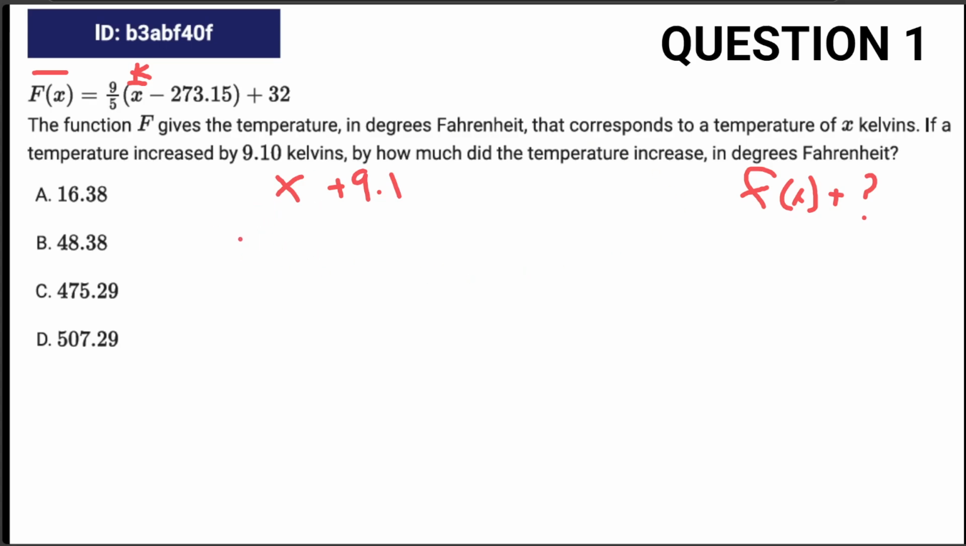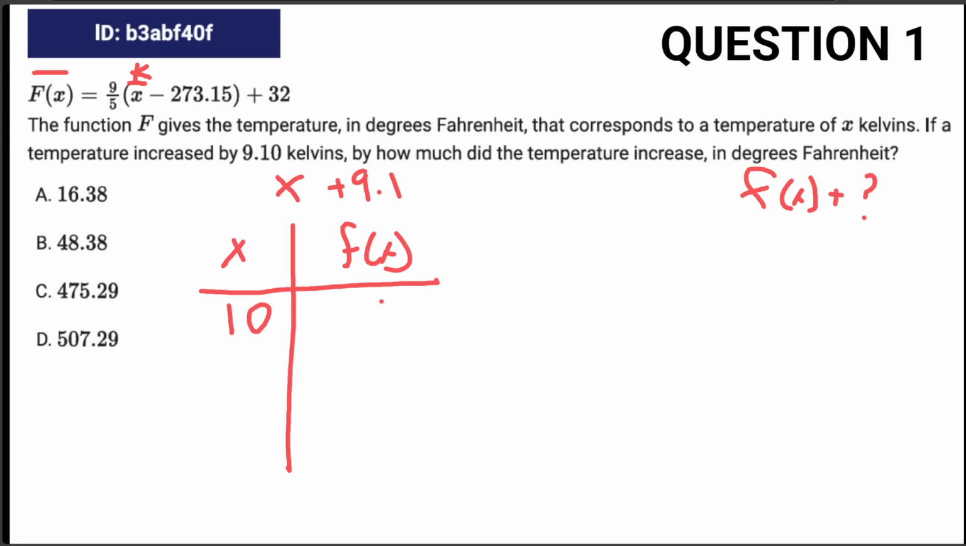What we can do with that is actually make a table where we have x and f of x, and we can put an arbitrary number in for x. We can say when x is 10, or when 9.1 is added to x, that'd be 19.1, and then we want to see how much these two values change. To find these two values, for x in this equation, we can just plug in 10.